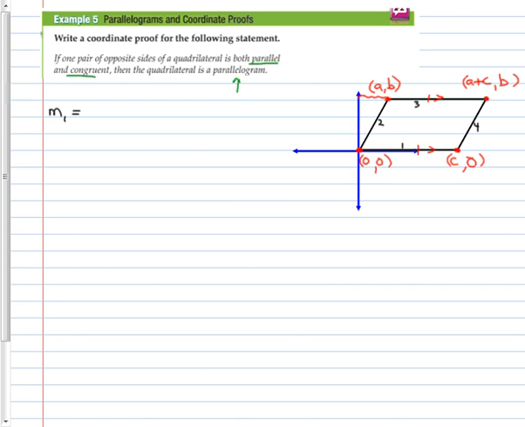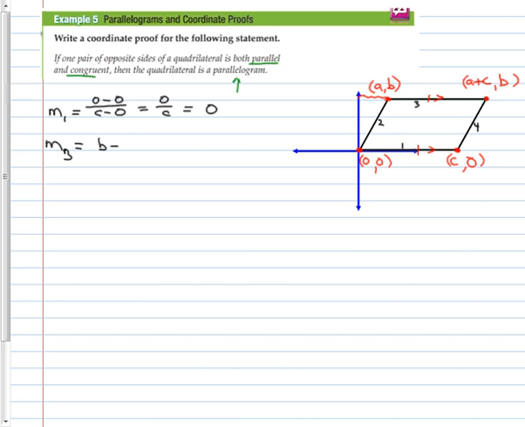y2 minus y1. What's the second y? Minus over. So I get 0 divided by c, which equals 0. Now I'm going to figure out the slope of line 3 up here. Actually, we already know that, don't we? Slope of line 3 up here, but actually we don't know the slope, but we know it's going to be parallel. So what do I have?